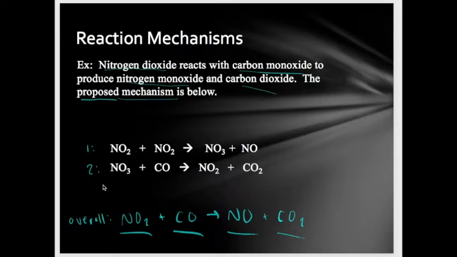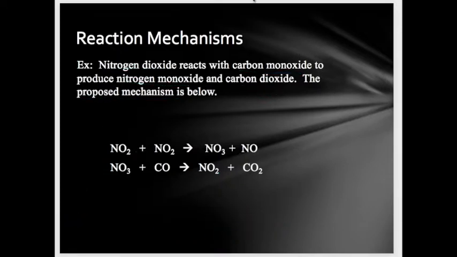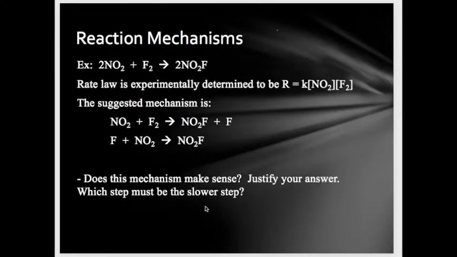Okay? Now let's see in another example how all this relates to the idea of a rate law. Okay, so let's look at this example. Here I have an overall reaction. This is my overall reaction. And they're telling me that the rate law is determined to be this. So I know through experimentation that this is the rate law. Here's the mechanism. Step 1, step 2.